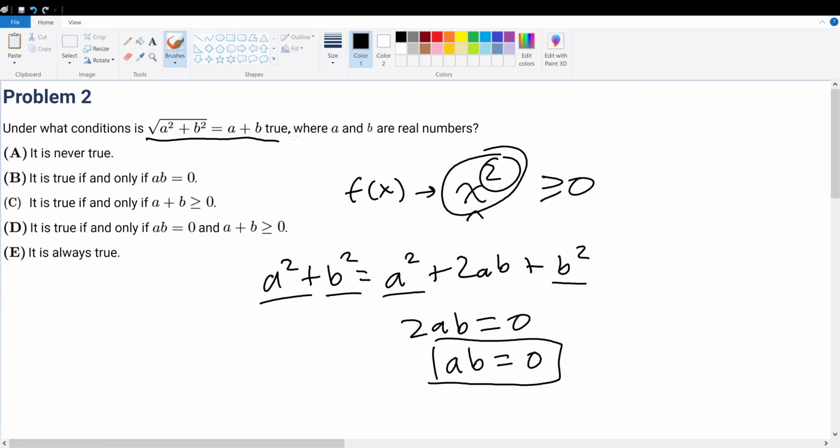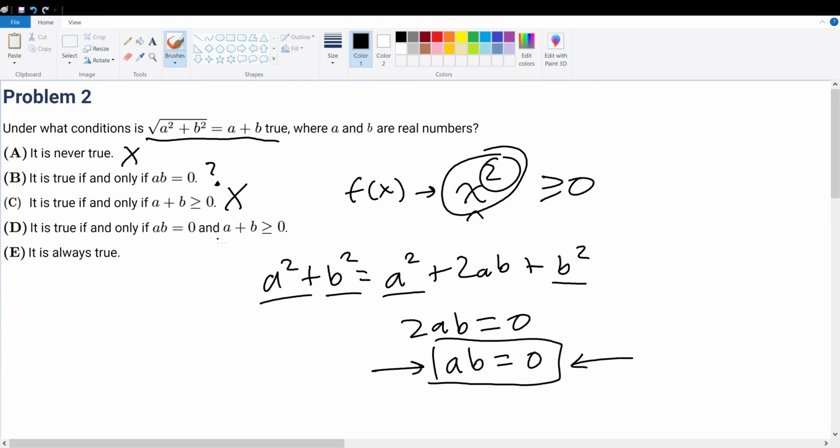So with this, let's try to evaluate the answer choices. A: It is never true. Well, obviously that's wrong because when ab is equal to 0, then it's true. So A will obviously be wrong. But what about choice B? It is true if and only if ab is equal to 0. That's questionable, which is plausible. So let's put a question mark and come back to it. C: It is true if and only if a plus b is greater than or equal to 0. That's wrong because again, a times b could be equal to 0 and the expression would hold true. So if and only if for choice C would be incorrect.